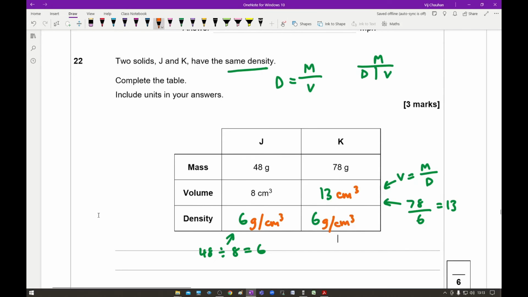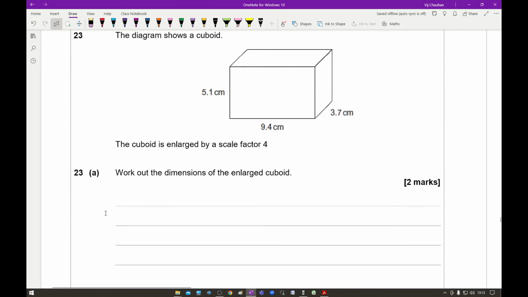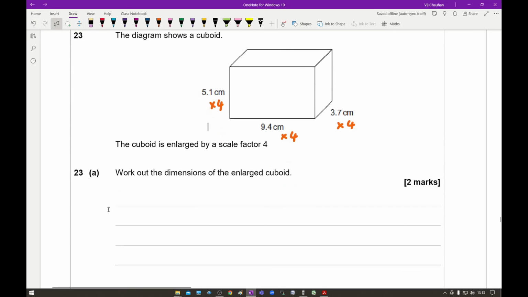And there we go. Moving on to question 23, it says the diagram shows a cuboid. The cuboid is enlarged by a scale factor of 4. Work out the dimensions of the enlarged cuboid. So for this, all we need to do is basically multiply each of the lengths by 4. So here, if I do 5.1 times 4, I get an answer of 20.4.